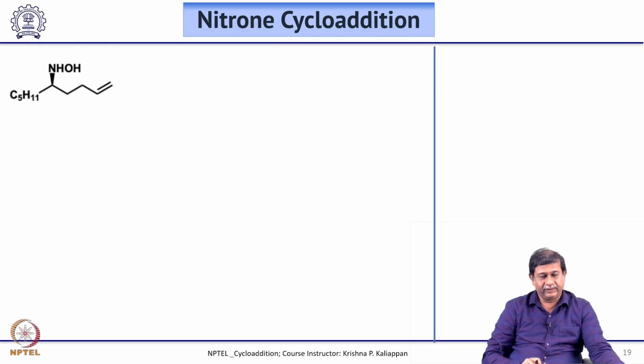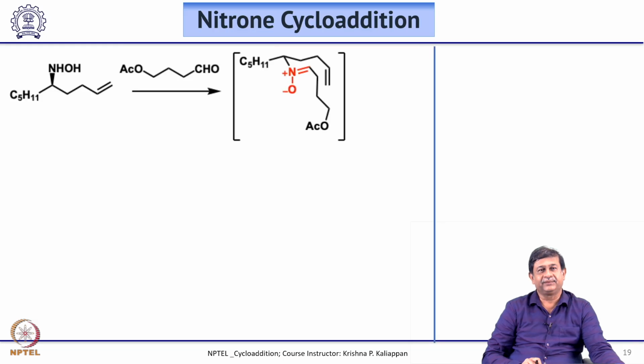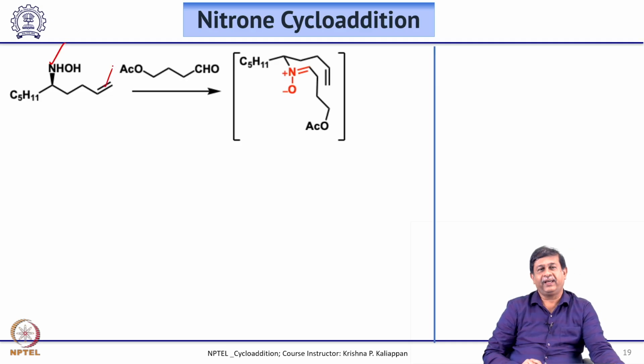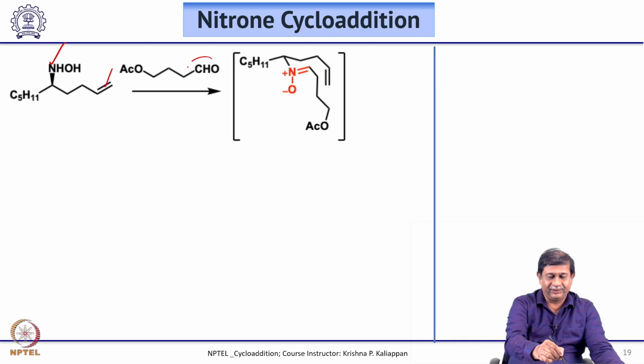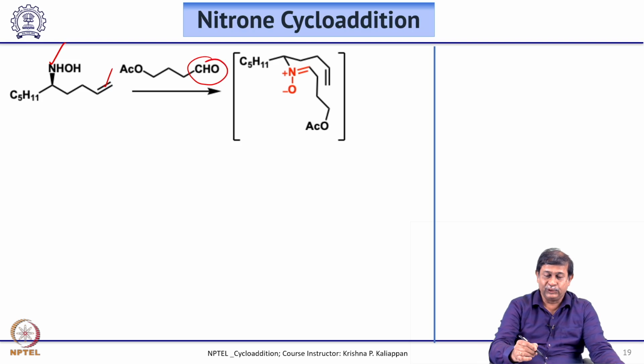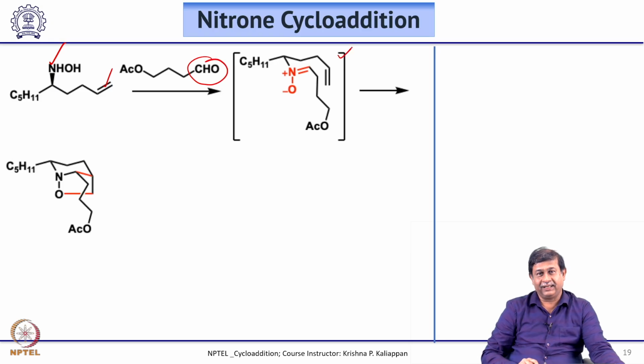So, you can look at this example where you have a hydroxylamine and a double bond. This hydroxylamine, when you treat it with an aldehyde like this, can undergo condensation to form a nitrone like this. And you have the nitrone, and you can draw a very nice transition state.